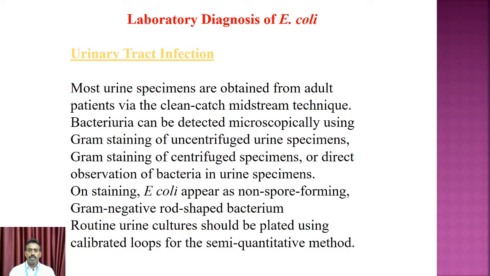Laboratory diagnosis of E. coli. For urinary tract infections, most urine specimens are obtained from adult patients via the clean-catch midstream urine technique. The bacteria can be detected microscopically using Gram staining of uncentrifuged urine specimens. Gram stains of centrifuged specimens are a direct observation of bacteria in the urine specimens. On staining, E. coli appear as non-sporing, gram-negative rod-shaped bacteria. Routine urine culture should be plated using calibrated loops for a semi-quantitative method.